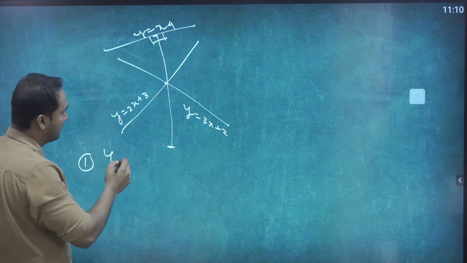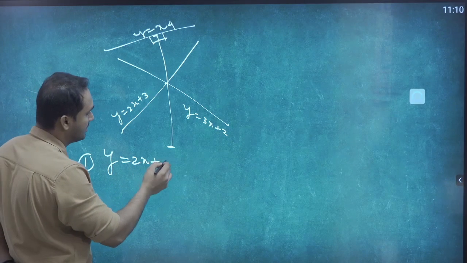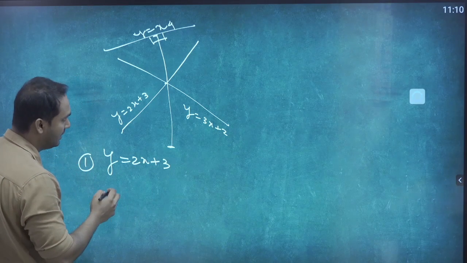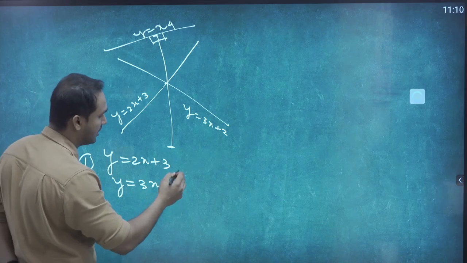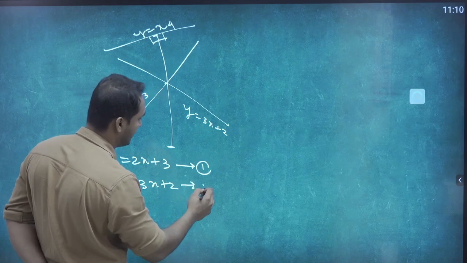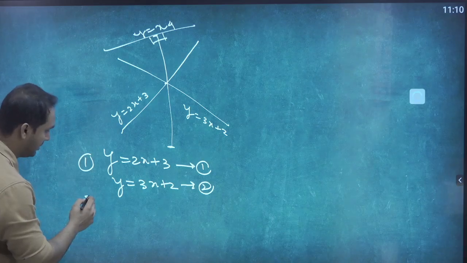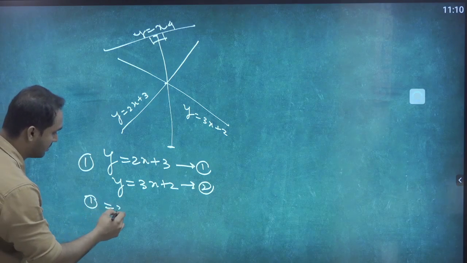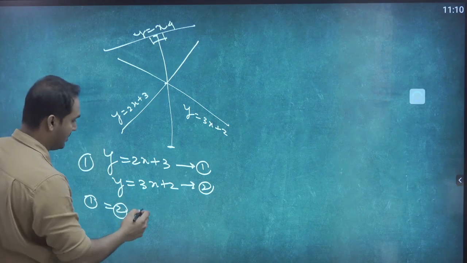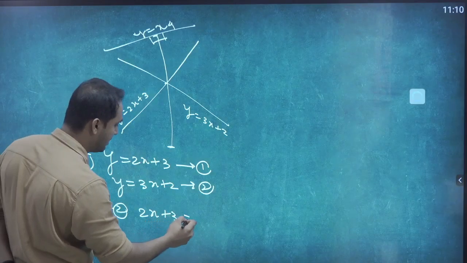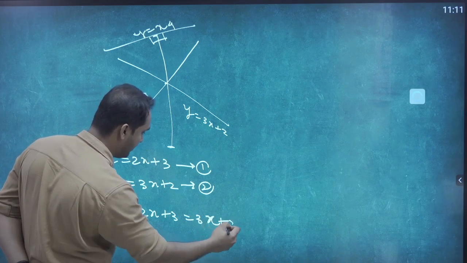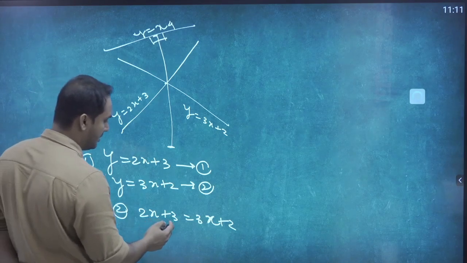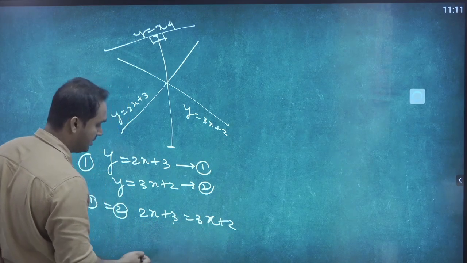So I'm going to find it. y equals 2x plus 3 and y equals 3x plus 2 are the two equations. So I'm going to equate one to two. So 2x plus 3 equals 3x. Yes. So plus 3 becomes minus 3.